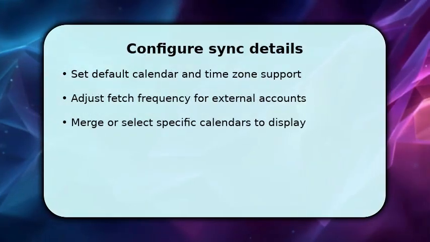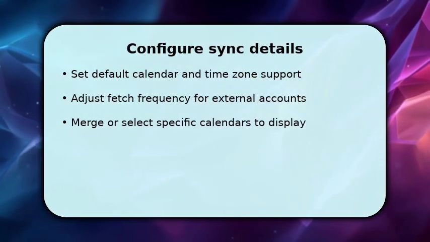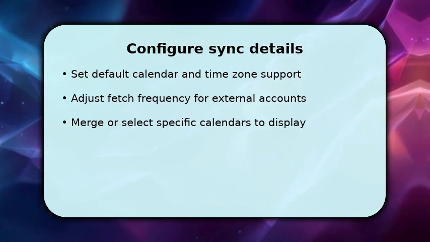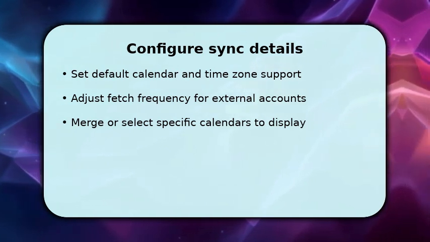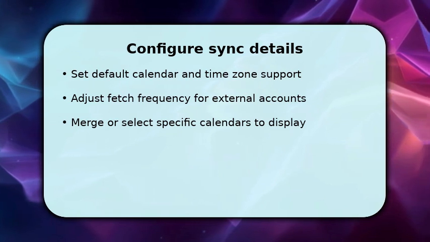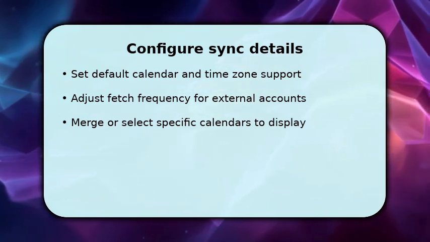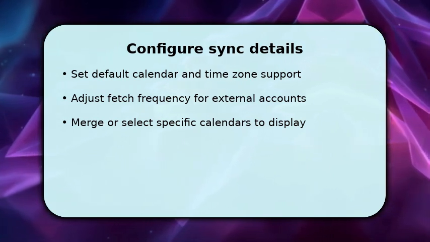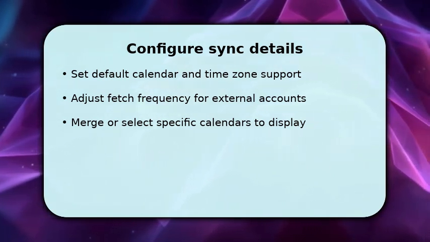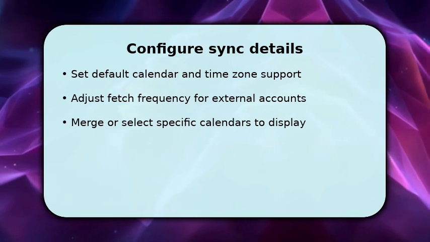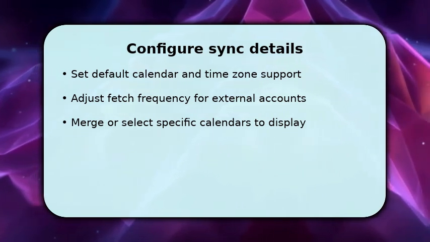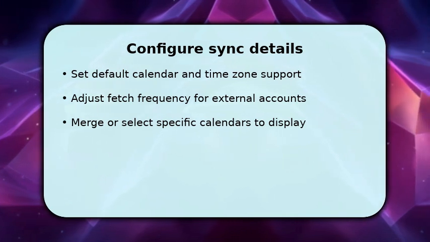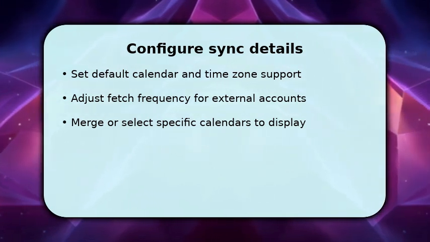Once done, configure the specifics that determine what you see. On iPhone, open Calendar Settings to set default calendar and enable time zone support. On Mac, use calendar settings to match these choices. For Google or Exchange, set fetch or push intervals so updates arrive promptly. Then open the calendar app on each device and choose which calendars to display or merge. Making these choices prevents duplicate events and ensures new items appear where you expect them.